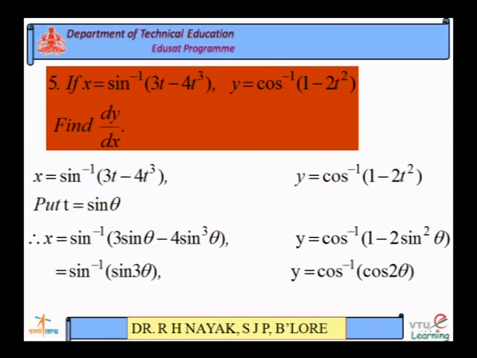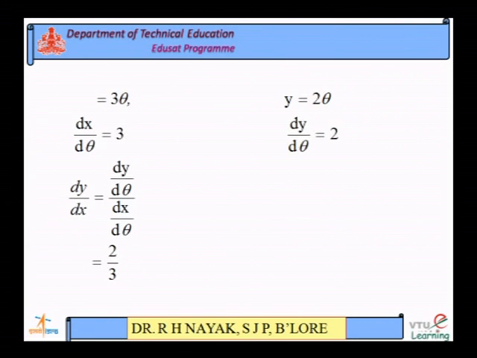Therefore, you can differentiate with respect to theta, or you can replace it in terms of t. Here also y is equal to cos inverse of 1 minus 2 t square. What is t? t is equal to sin theta. Then it will become 2 sin square theta. That is cos inverse of 1 minus 2 sin square theta, which is cos 2 theta. It will become 2 theta. Then you can take the theta value, or you can differentiate directly. Differentiate x with respect to theta.